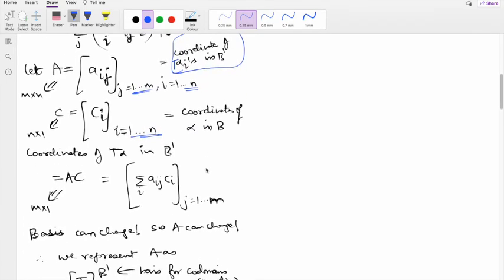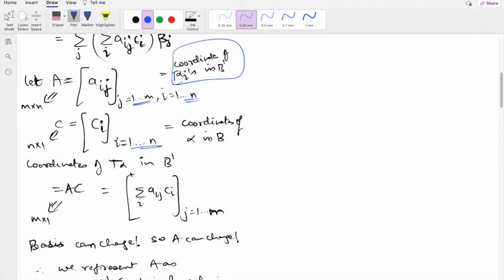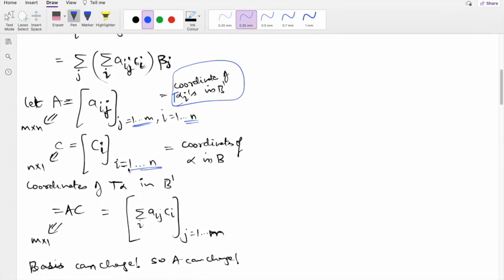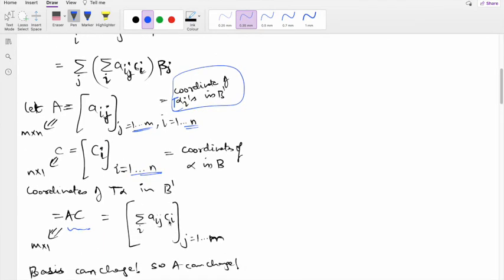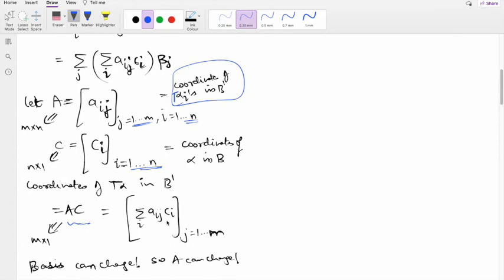Therefore the coordinates of T alpha in B dash can now be written as A into C, which is again an m cross one matrix. Each of these elements of AC would basically be a summation over Aij and ci, right?